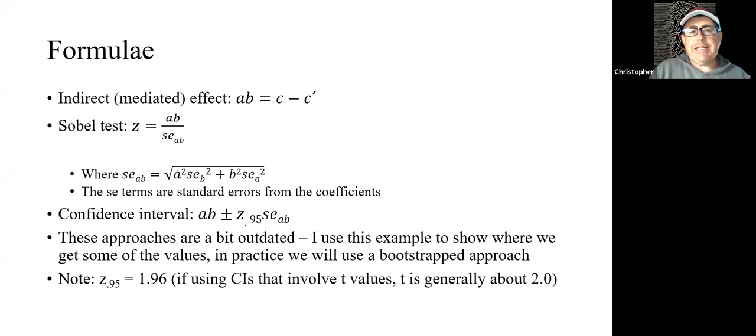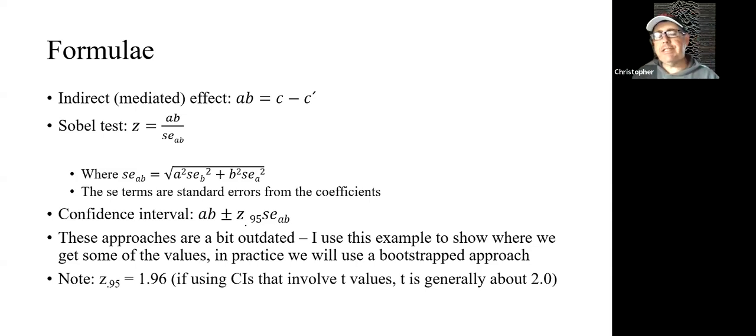The Sobel test takes that indirect effect and it divides it simply by a standard error term to get, in this case, a Z value. And that's really the basics of any test statistic. We're dividing an effect by its standard error. The standard error, you can see that it's calculated by taking a handful of values. All of these values are going to come from different regression equations. For example, A is simply the A path. The standard error of A is going to be the standard error that we get for our regression coefficient for that path A. Same thing for B. Those both come from regression equations.